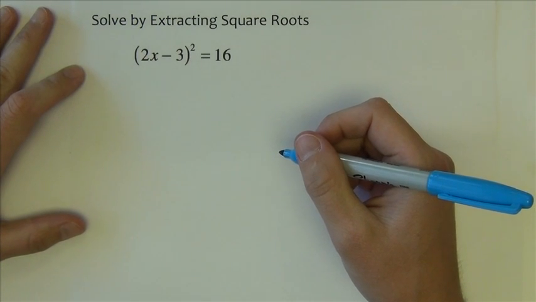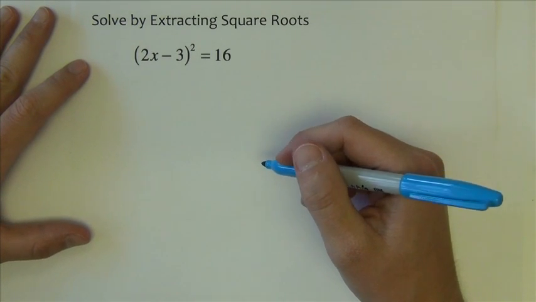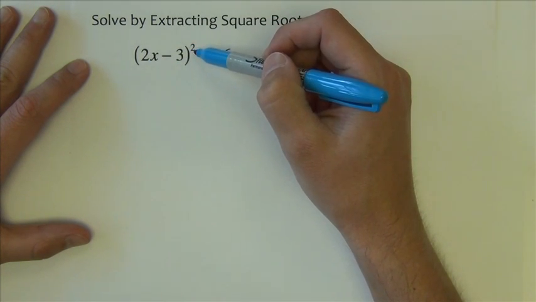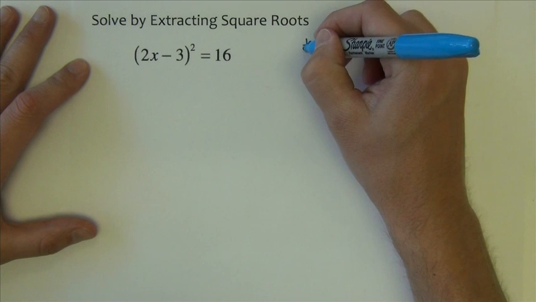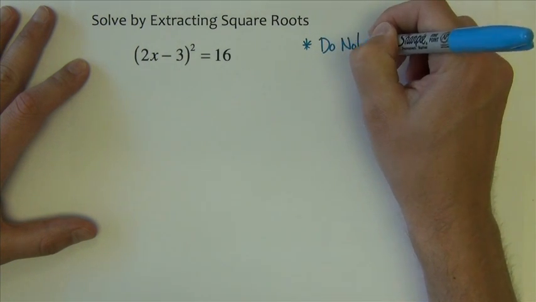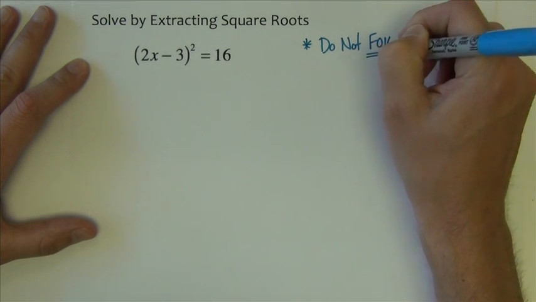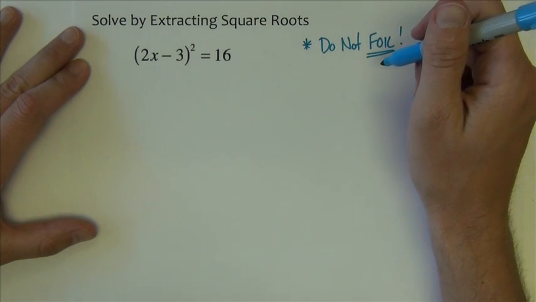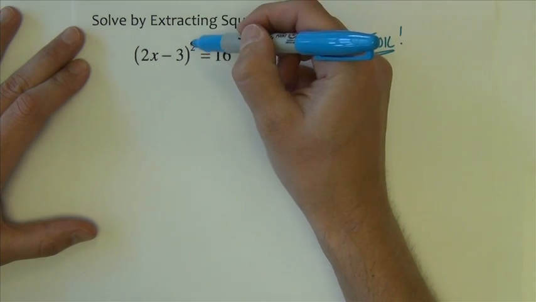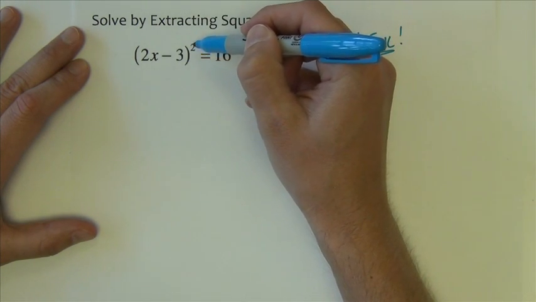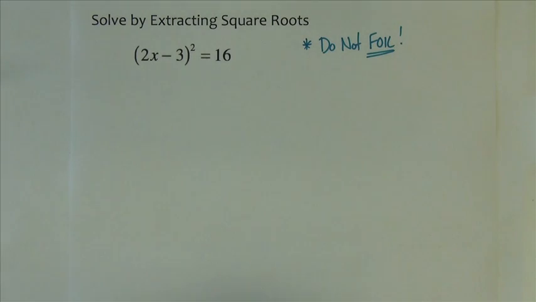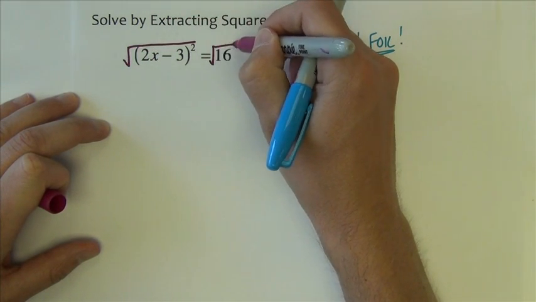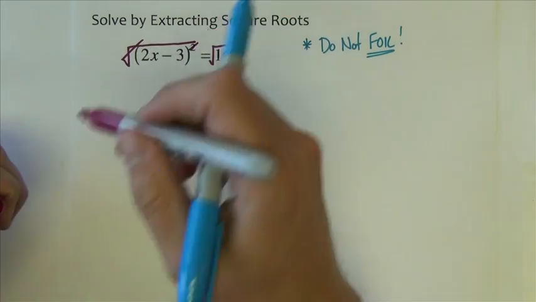In this example, it says solve by extracting square roots. Typically what you see is a binomial that is being squared. What you do not want to do is FOIL this out. Okay, you're going to make the problem a lot harder than it needs to be. What we'll do instead is just eliminate the square from the very beginning of the problem, and we can eliminate the square if we do a square root to both sides. Square root takes out the square.